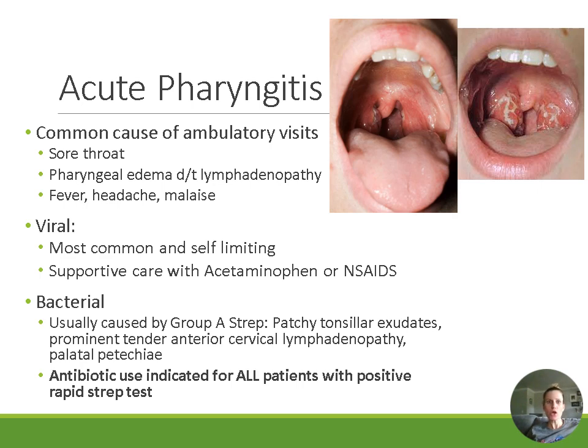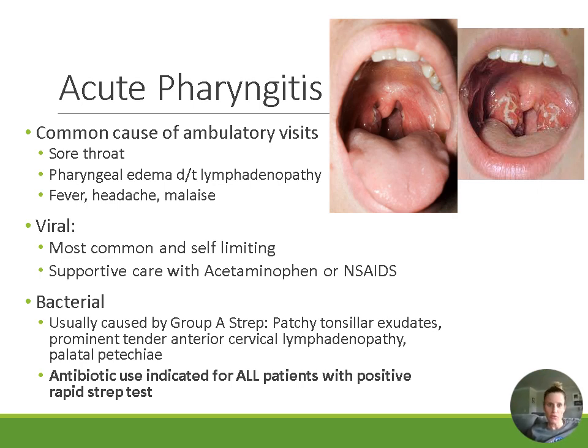Okay, so we'll start with acute pharyngitis. Pharyn, like the pharynx or throat, itis is inflammation. So pharyngitis is just an infection in the throat. Acute pharyngitis is a very common cause of ambulatory visits. It's one of the more common infections that patients will present with.